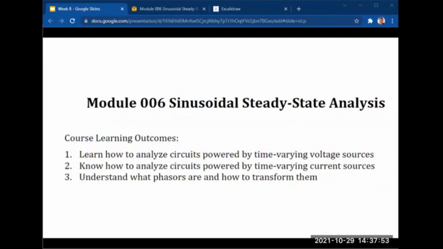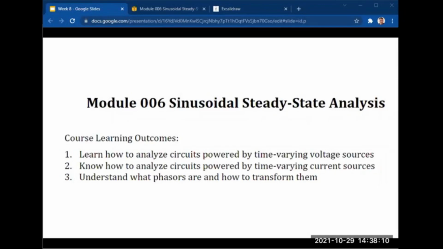Good day, everyone. So welcome to week number 8 of our Fundamentals of Electric Circuits 2. For this week, our module, or our topic, is about sinusoidal steady-state analysis.